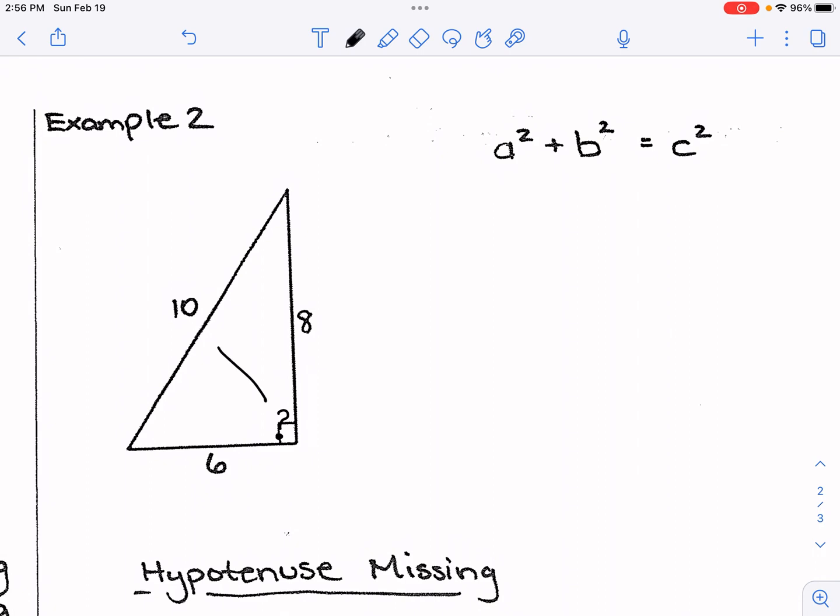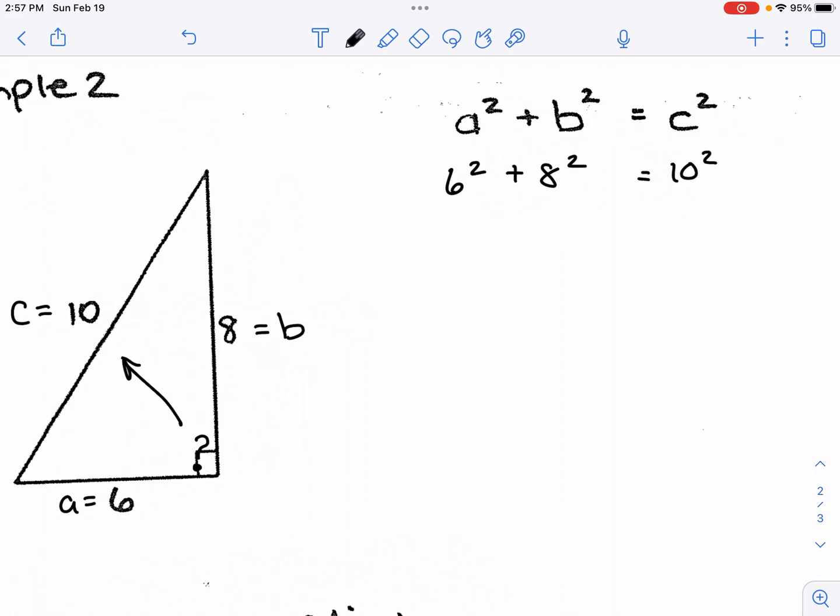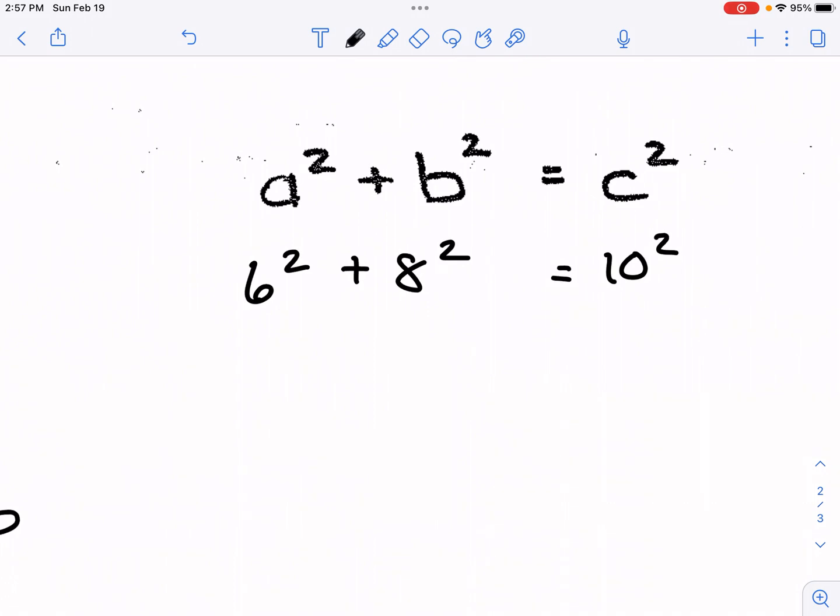The side opposite that supposed right angle is 10. We'll say that that's C. So I'm just going to put on the right side, we'll put 10 squared. I'll put A for 6 and B for 8. But again, like we said, we can switch that. So let's put 6 squared plus 8 squared. All right, 6 squared is 36. 8 squared, we just did that earlier, is 64. And 10 squared is 100.